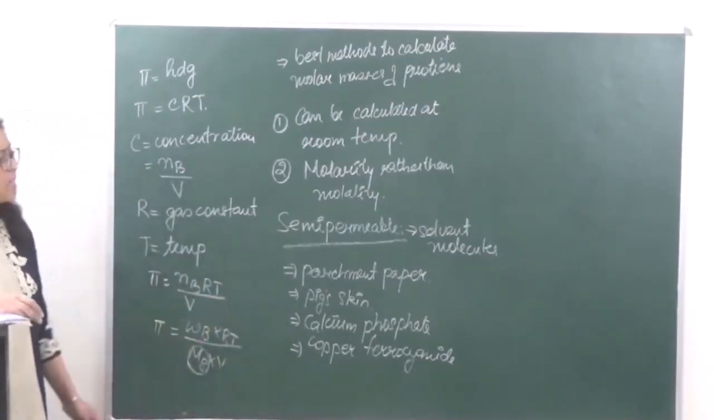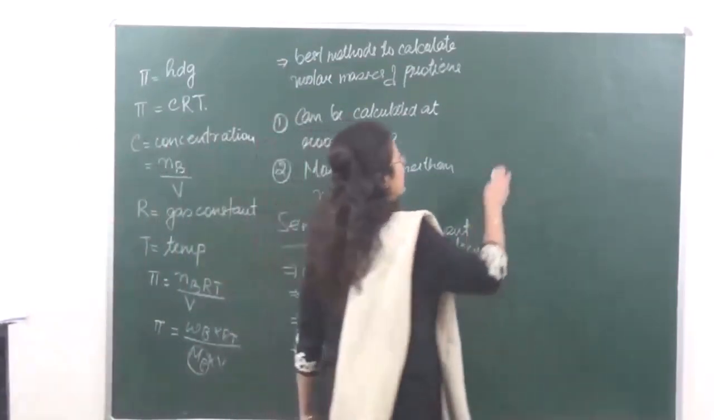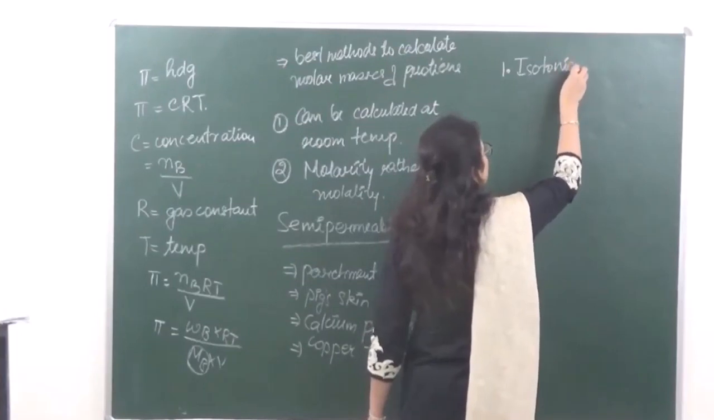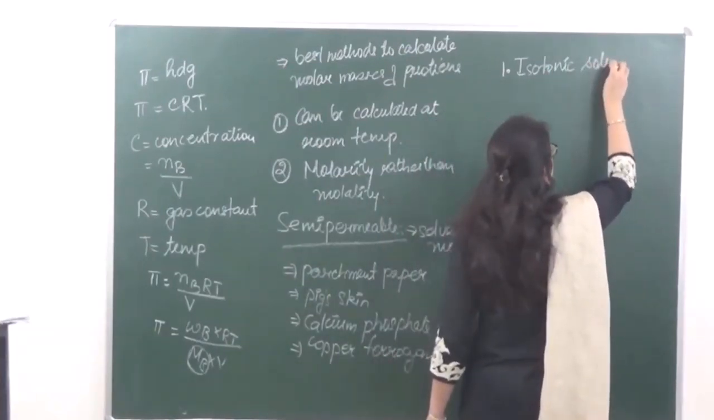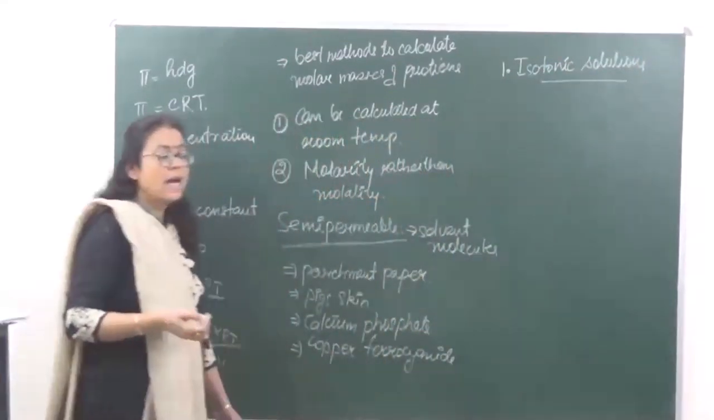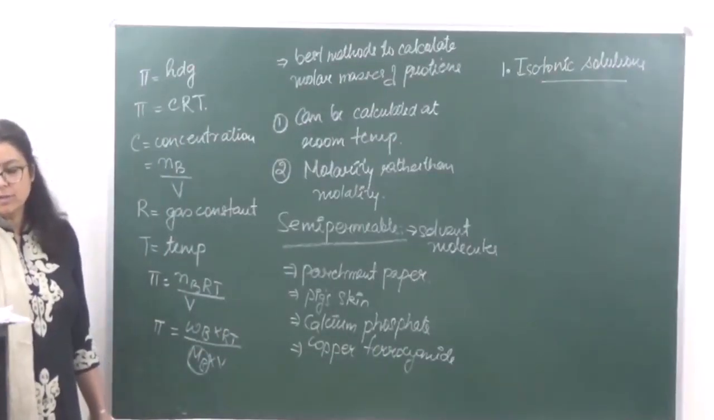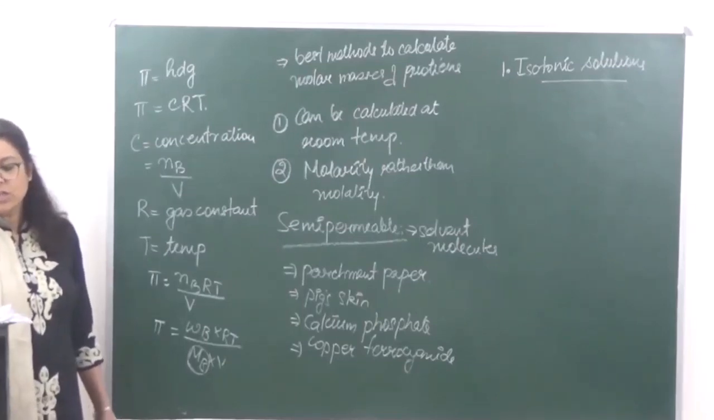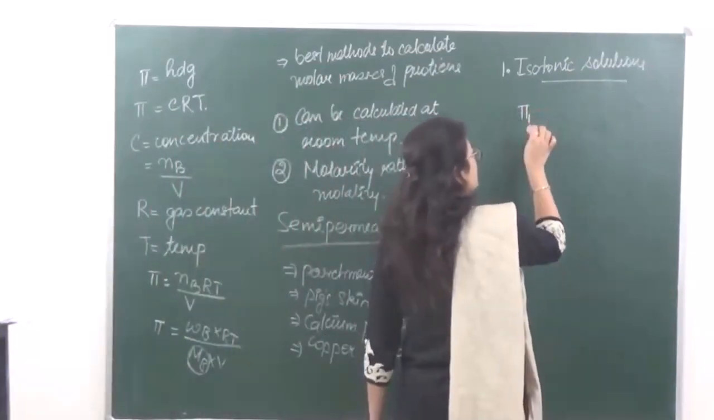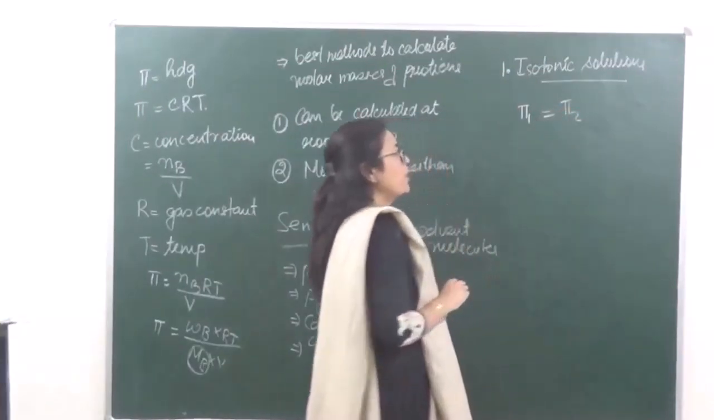Depending upon the osmotic pressures, we classify solutions into the following types. The first type of solution is known as isotonic solutions. Isotonic solutions are a set of solutions which have the same osmotic pressure. So if the osmotic pressure of the first is pi 1 and the osmotic pressure of the second is pi 2, then both are going to be equal.